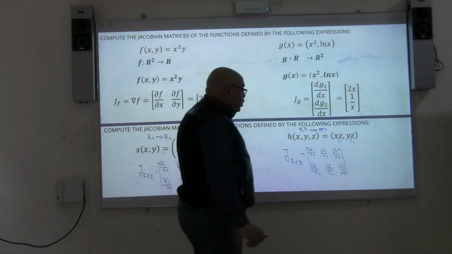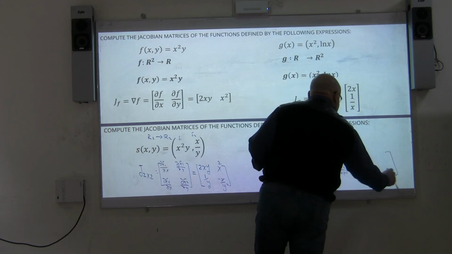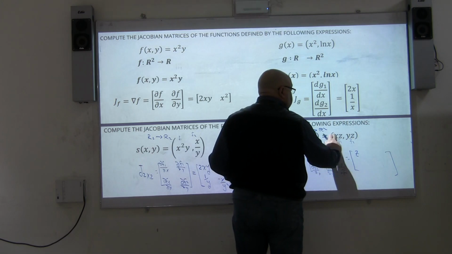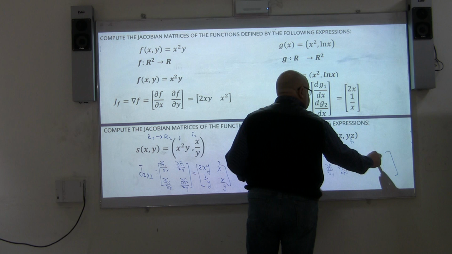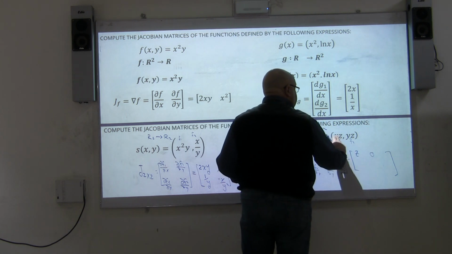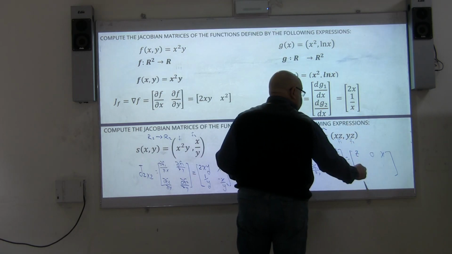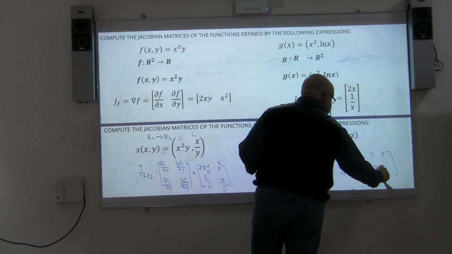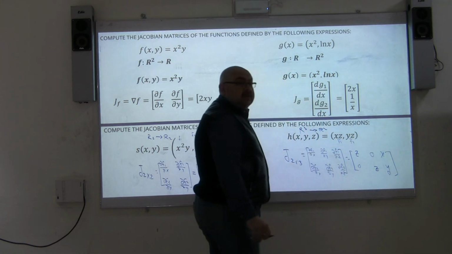Same for the other function. I will start differentiating with respect to X, which is going to be Z. Differentiating with respect to Y. Do you have Y? No. It's 0. Differentiate with respect to Z. Do you have Z? Yes. So it's going to be X. Differentiate with respect to X. It's going to be 0. Differentiate with respect to Y. It's going to be Z. Differentiate with respect to Z. So it's going to be Y plus Z.